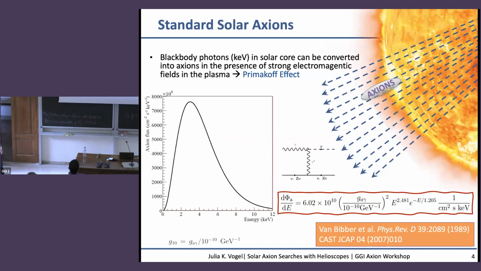How many axions would we expect to be produced in the sun, and how would we produce them? Well, you all know we have the black body photons in the core of the sun, so they are X-ray photons, therefore in the keV range, and they could be converted in the strong fields of the plasma into axions via the Primakoff effect. And they could then travel to Earth. So what we would expect at Earth is the Primakoff spectrum if we just look at our standard solar axions, so only axion-photon interactions. And you can see it peaks around 3 keV. So now X-ray energies are where we have to look. You can also see in the expected flux, we have a dependency on the axion to photon coupling that is squared.